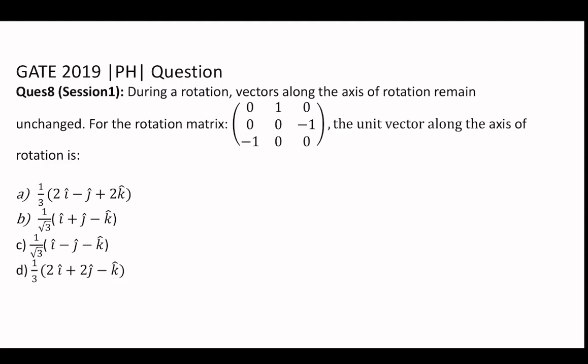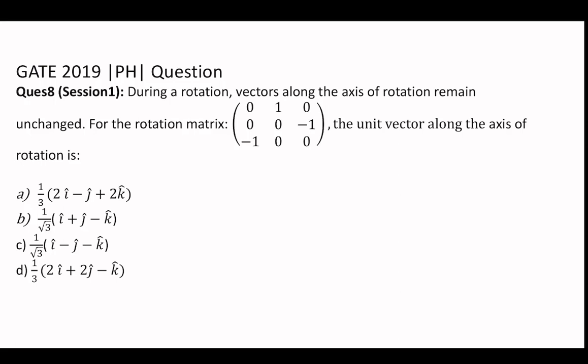Hello everyone. In this video, we are going to solve question number 8 of GATE 2019 physics paper. The question is related to mathematical physics and it is: during a rotation, vectors along the axis of rotation remain unchanged. So for the rotation matrix 0, 1, 0, 0, 0, minus 1, minus 1, 0, 0, the unit vector along the axis of rotation is.